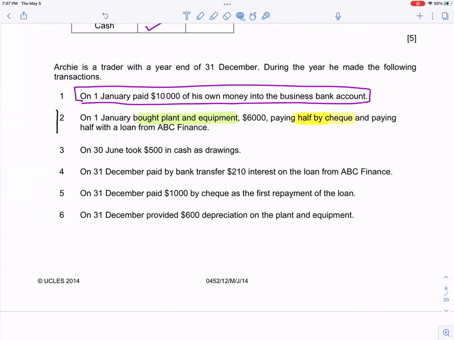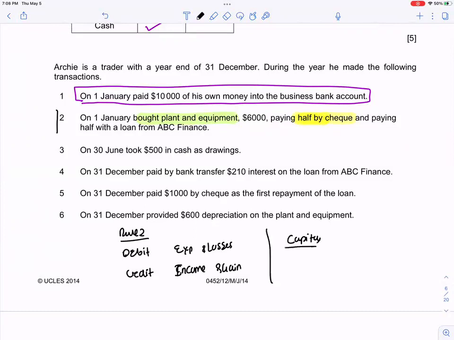Second rule. Debit all expenses and losses. And credit all incomes and gains. Capital is always? Credited. Drawings is always? Debited. Okay, fine.